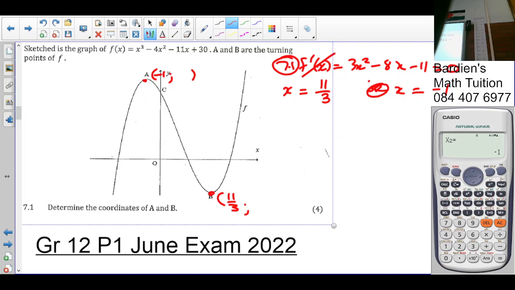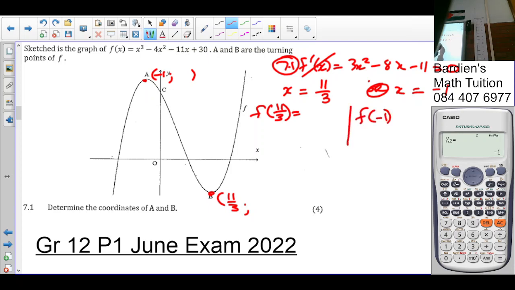So what we then do is we substitute that x value into the function. We'll get the corresponding y value. And we then do the same for negative 1. So we say, okay, it's 11 over 3.